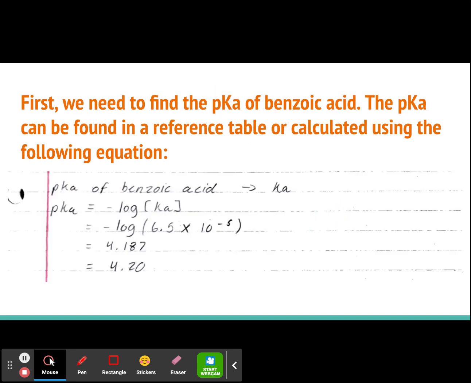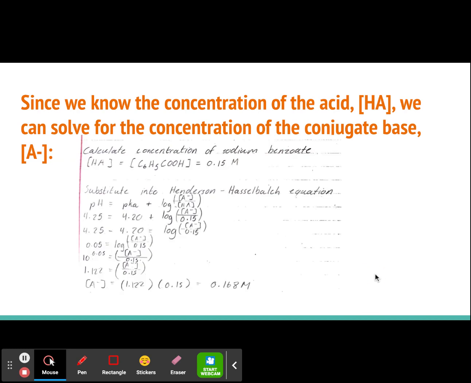First, we need to find the pKa of benzoic acid. The pKa can be found in a reference table or calculated using the following equation, where Ka is the acid dissociation constant. So I did the negative log of 6.5 times 10 to the minus 5, which equals 4.187, which rounds to 4.20, which is the pKa.